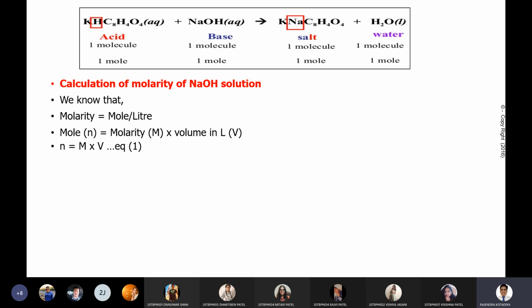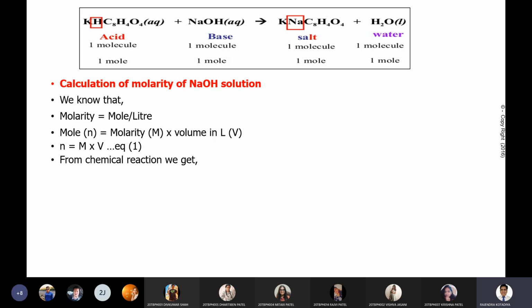Does anyone have a doubt up to this equation? No, sir. It is self explanatory, right? So that's okay. Small n, that is mole, is equal to molarity into volume in liter.